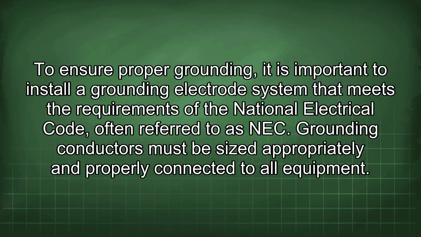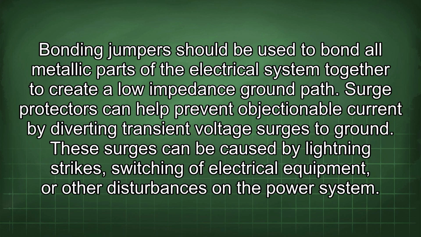To ensure proper grounding, it is important to install a grounding electrode system that meets the requirements of the National Electrical Code, often referred to as NEC. Grounding conductors must be sized appropriately and properly connected to all equipment. Bonding jumpers should be used to bond all metallic parts of the electrical system together to create a low impedance ground path.